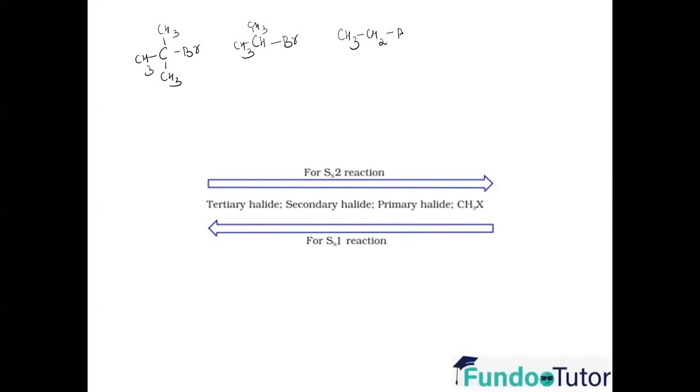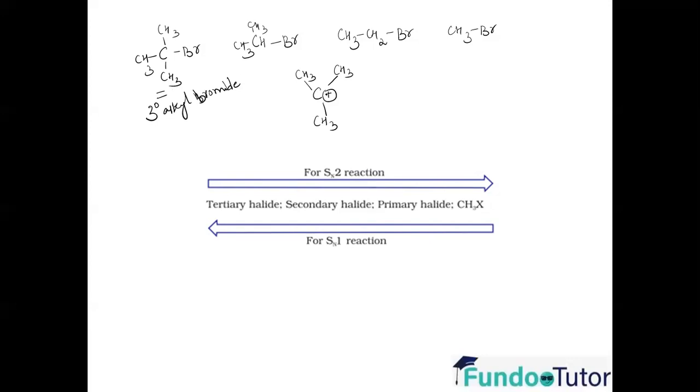This is primary, and take methyl bromide. So I said the reaction is proceeding through the carbocation intermediate, right? So in which case is the carbocation intermediate more stable? Yes, if I take the substrate to be a tertiary alkyl halide, then the carbocation which is formed is stable.